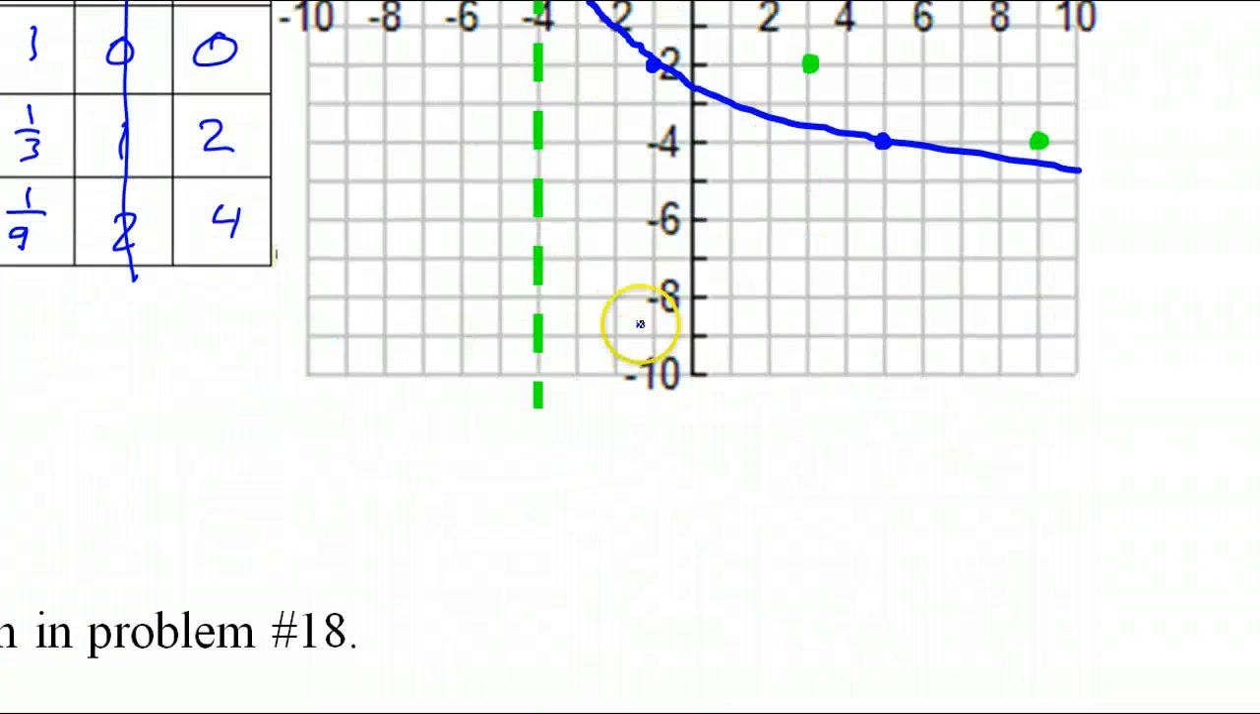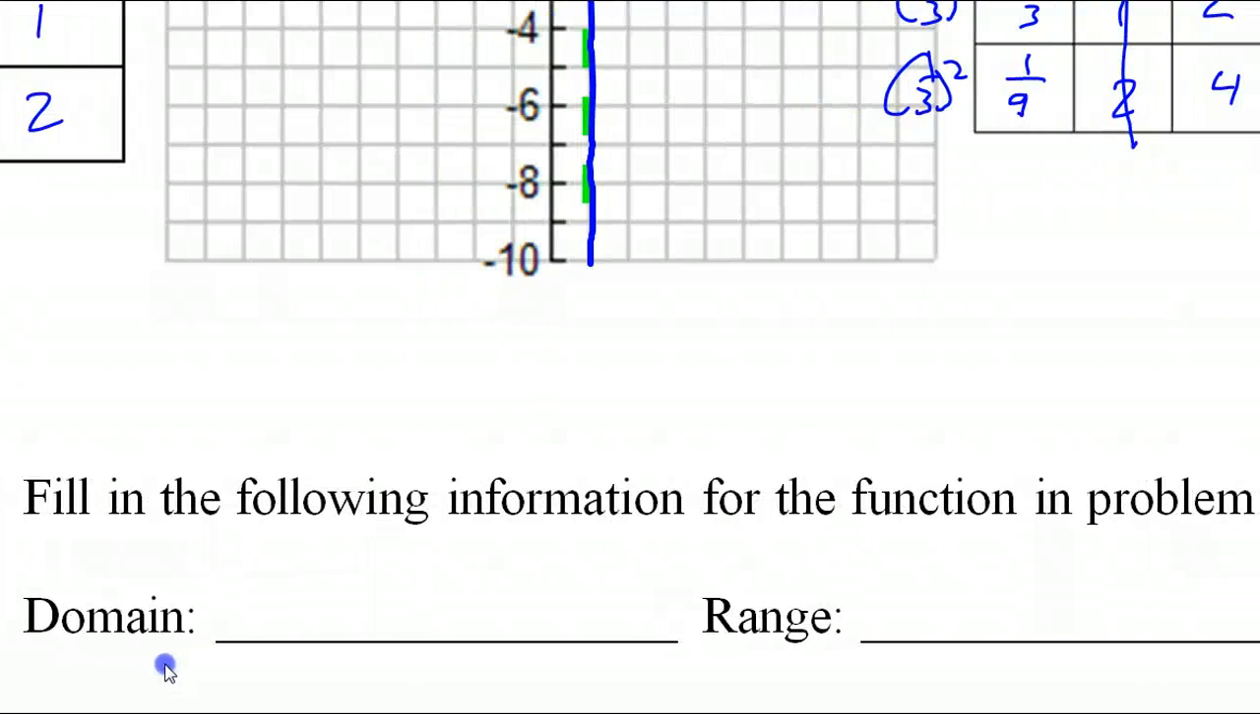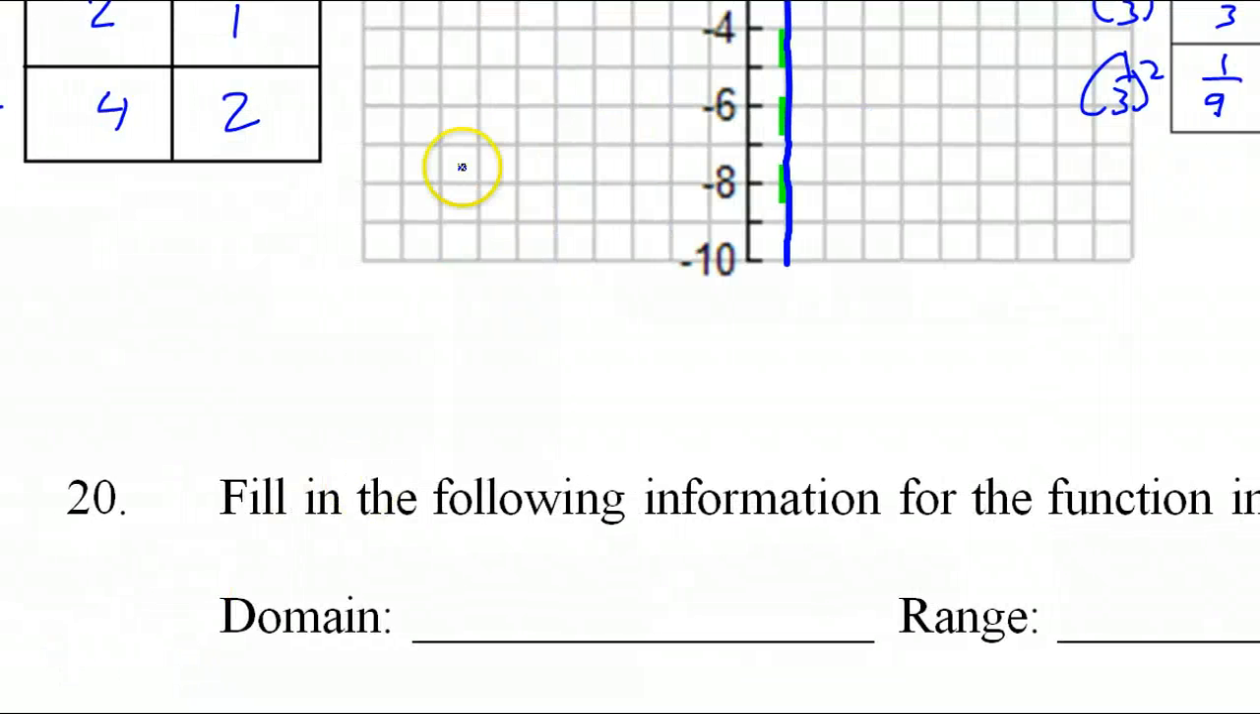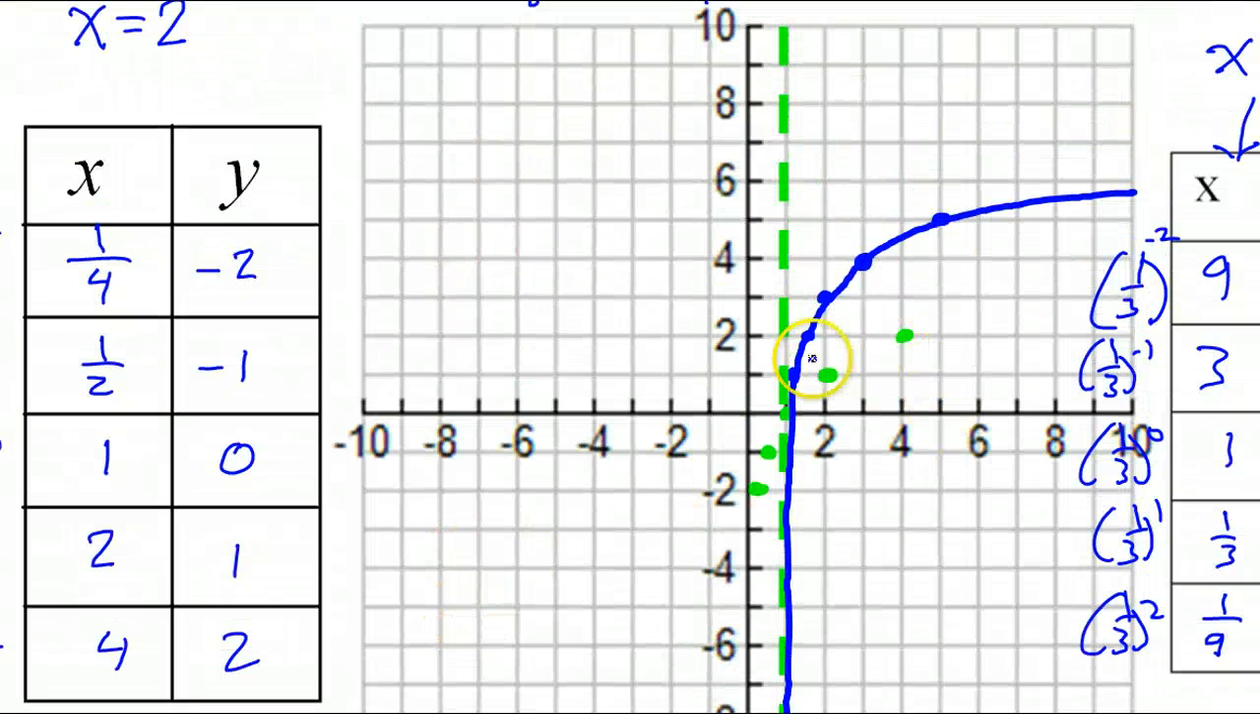Done. Done and done. Now, let's see. Fill in the following information for problem number 18. That's this one. Okay, the domain. The domain is how far it goes left to right.